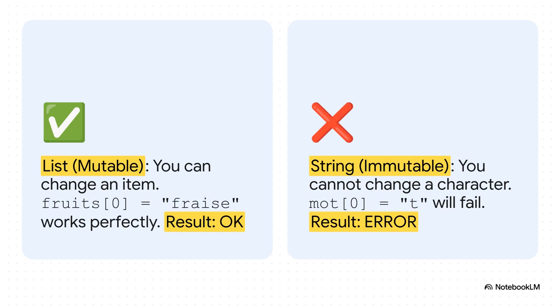See, with something like a list, you can totally swap out an item, no problem. But if you try that with a string, if you try to change just one letter, you get an error. Once a string is made, it's locked in.